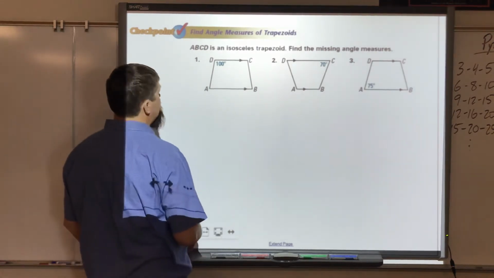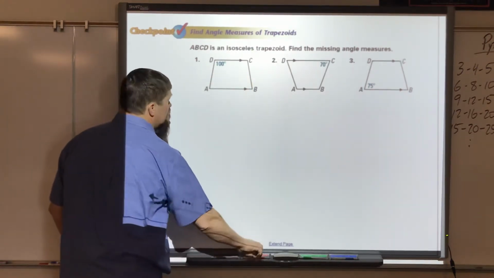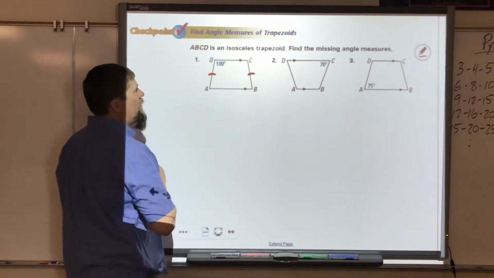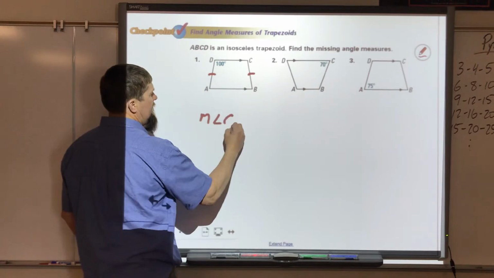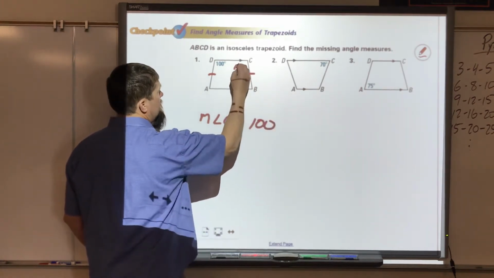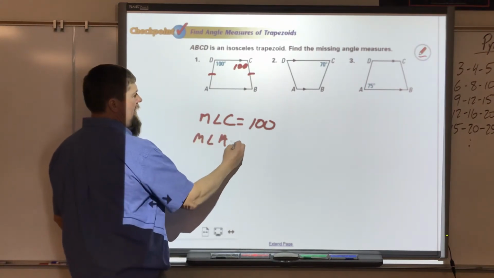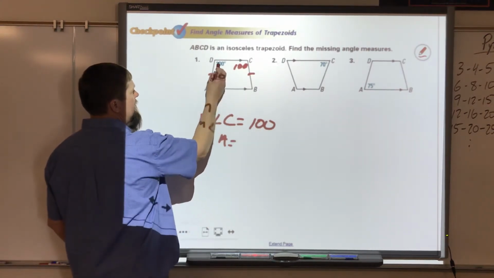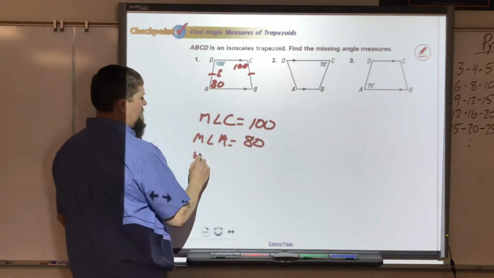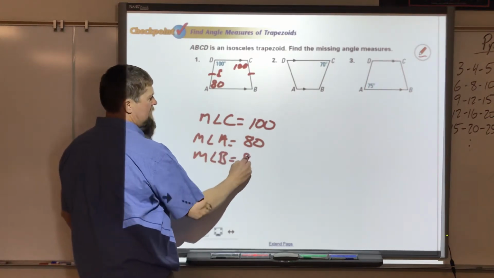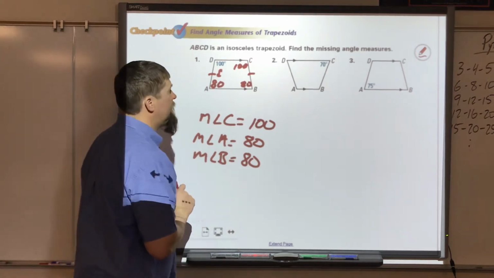Okay, welcome back. It says that these are isosceles, so we know those are congruent. We know that the measure of angle C has to be 100, so this is 100 degrees. The measure of angle A has to be 80 because these two are same side interior angles. And then the measure of angle B also has to be 80 because they are congruent angles.